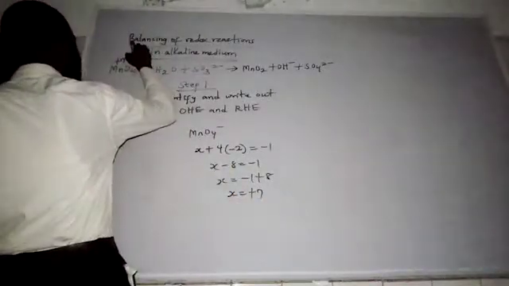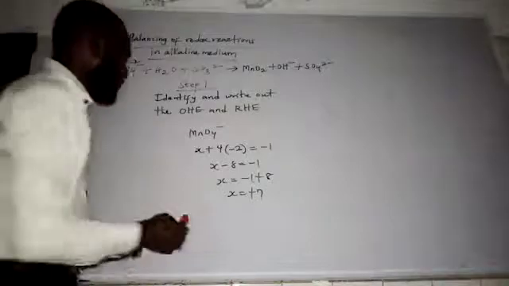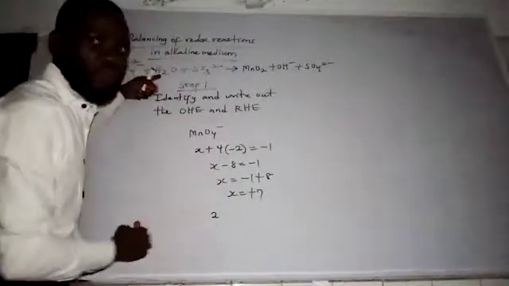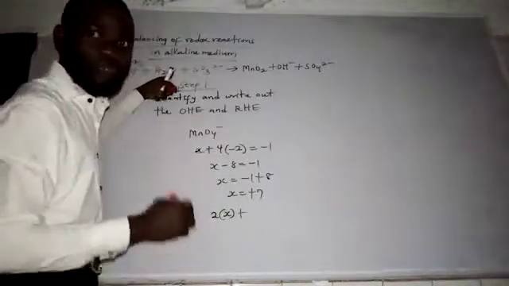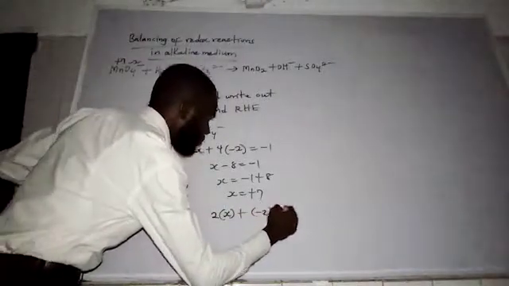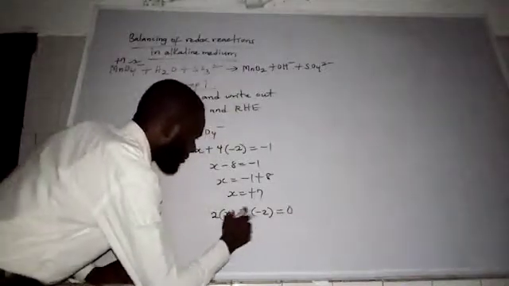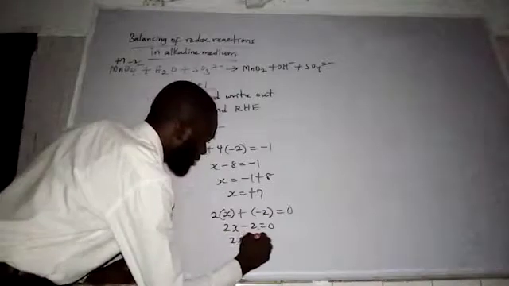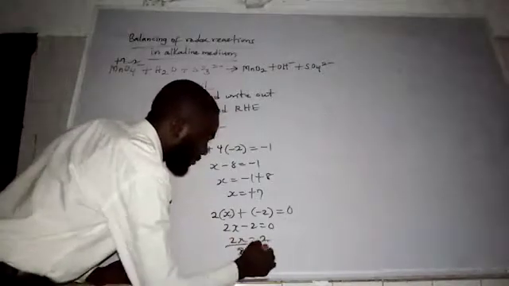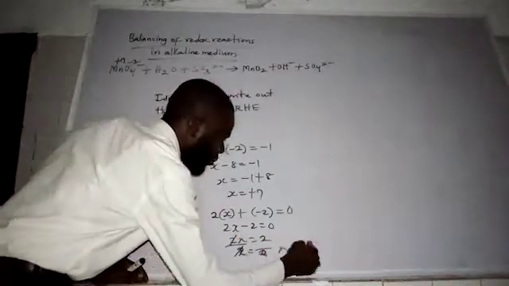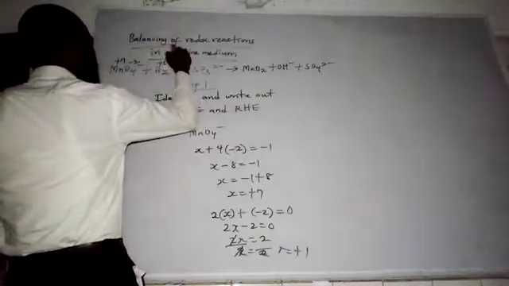And then for the water molecule, I need to know the oxidation number of hydrogen. I have 2 atoms of hydrogen, so that will be 2 into X, plus the oxidation number of oxygen, which is always -2, equal to 0, because there is no charge here. So 2X minus 2 equals 0, which gives 2X equal to 2, then X is 2 over 2. The 2 cancels out 2, so X is plus 1. So the oxidation number of hydrogen here is plus 1, while oxygen is -2.